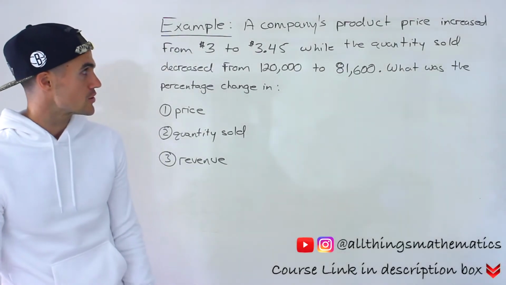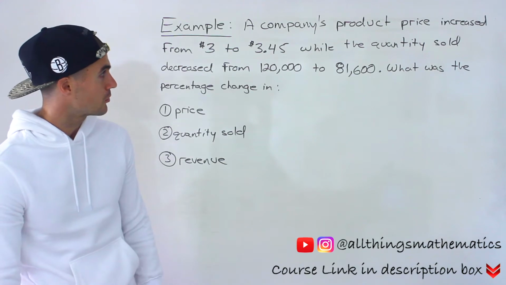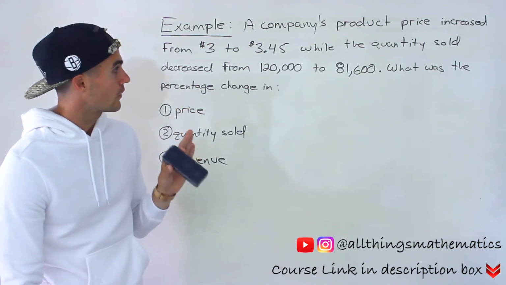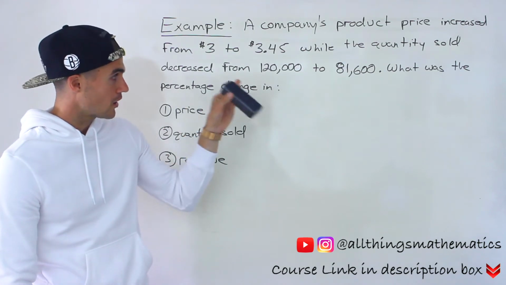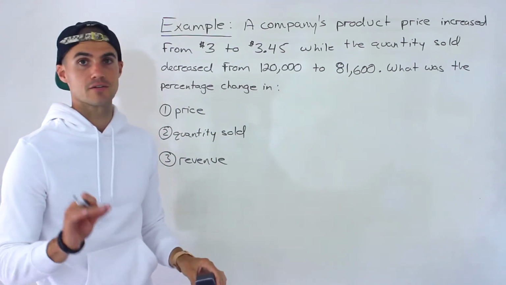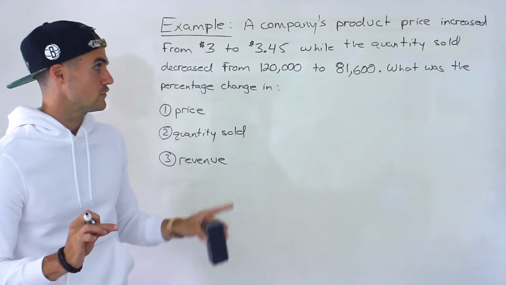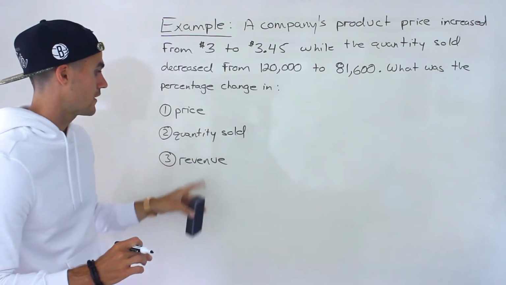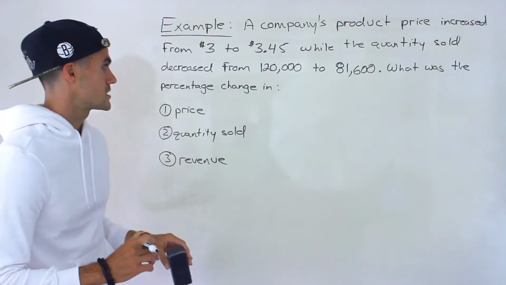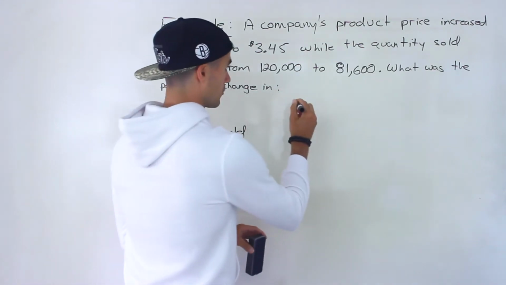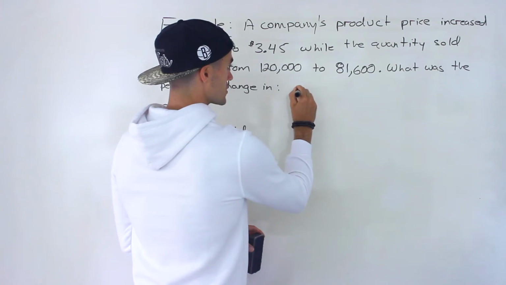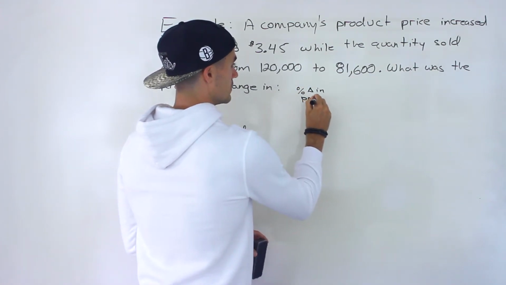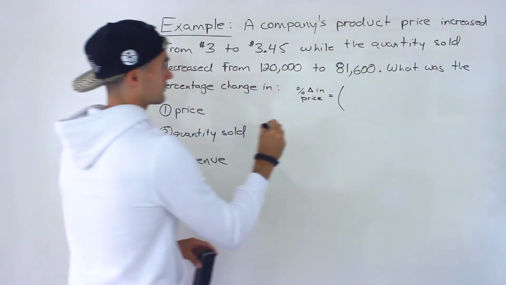And in this next question, we're told that a company's product price increased from $3 to $3.45, while the quantity sold decreased from 120,000 to 81,600. And we have to figure out what was the percentage change in price, quantity sold, and then revenue. So starting with number one, the percentage change in price, what is it going to be?